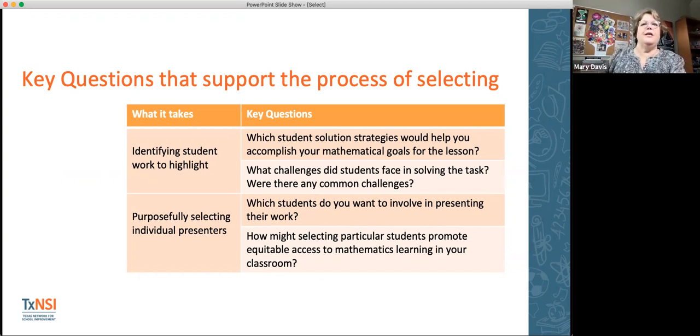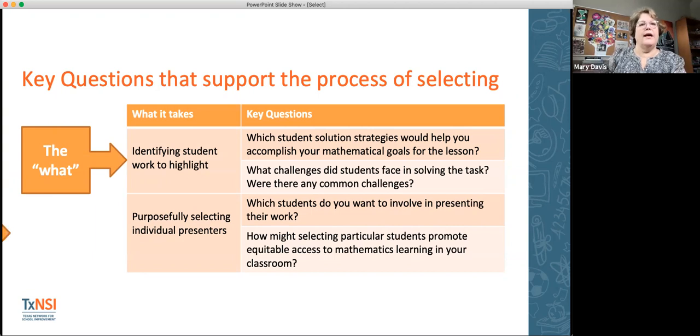So the first 2 key questions identify with the student work, okay? Which student strategies would help you accomplish these goals for the lesson? And what challenges did the students face in solving the task? And were there any common challenges? So this is all about the what. This is all about the work that we're going to look at.